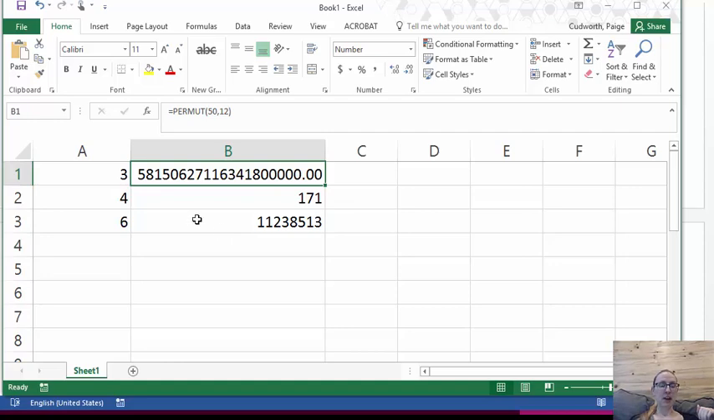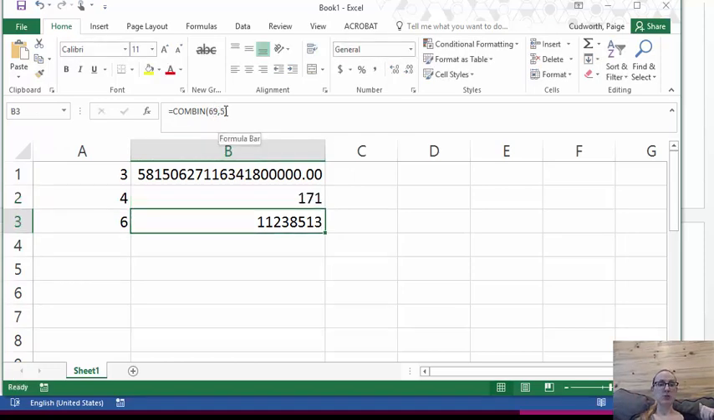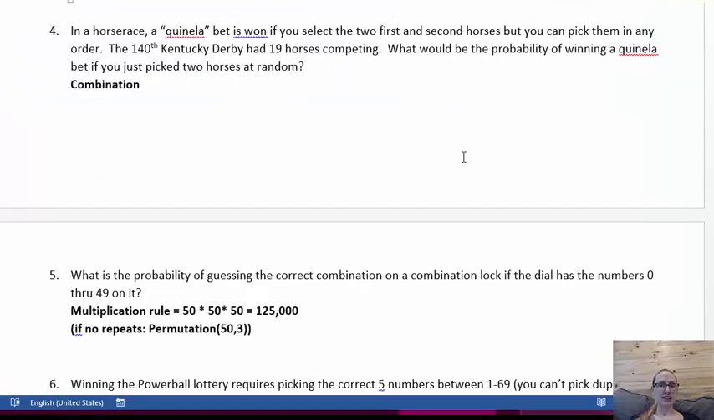Huge number of options. Number 4, this was from the horse bet. This is a combination 19, 2. There were 19 horses running. We have to pick the top 2. So there's 171 options for that. Now, number 4 did ask what would be the probability of winning this bet picking at random. So we know that there's 171 options total. Only one of those options is correct though, so the probability of winning would be 1 out of 171 possibilities.